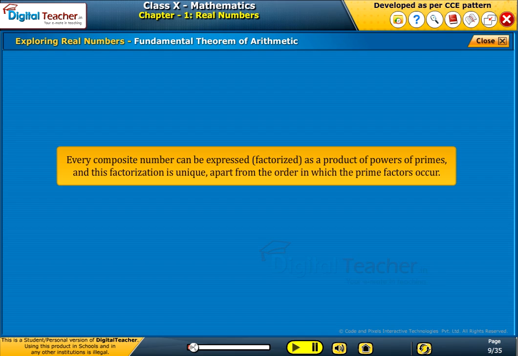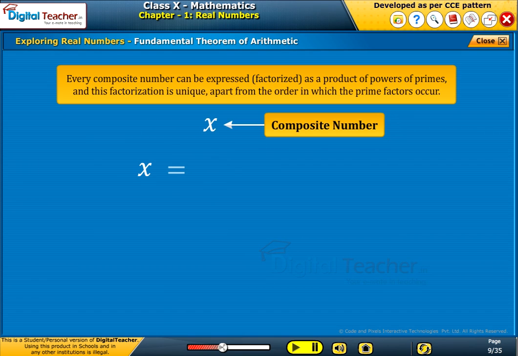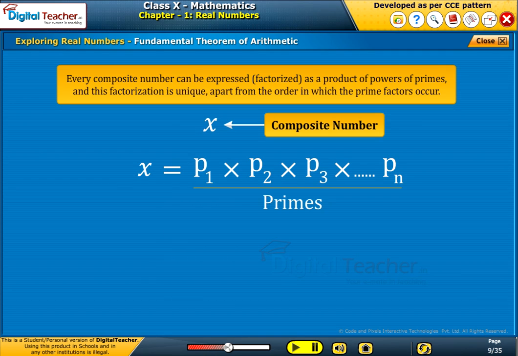Exploring real numbers. Statement of the fundamental theorem of arithmetic. Every composite number can be expressed or factorized as a product of powers of primes. And this factorization is unique, apart from the order in which the prime factors occur. Let x be the composite number. Let us factorize it as shown, where x is equal to p1, p2, up to pn, the primes.